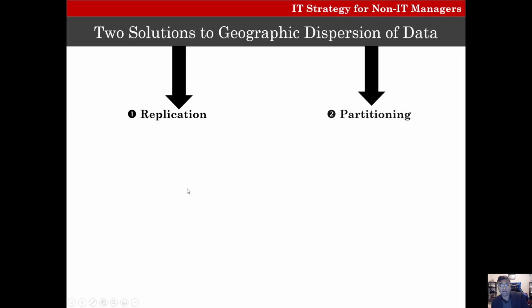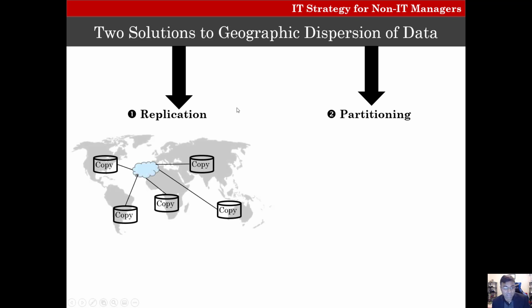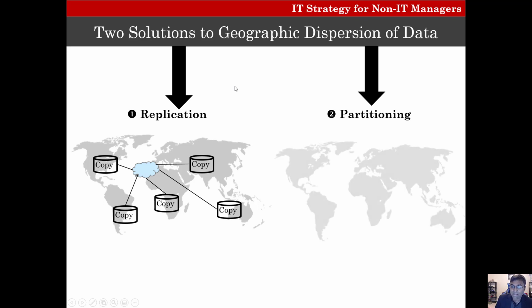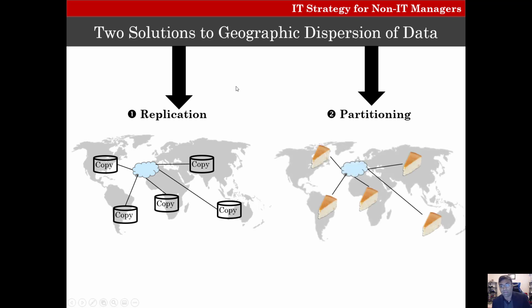So here is the example on replication, which I talked about, where you make copies of the data or you make slices of it, like cheesecake slices, and partition it.